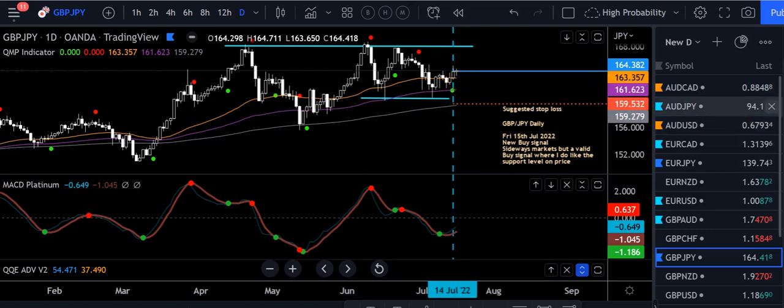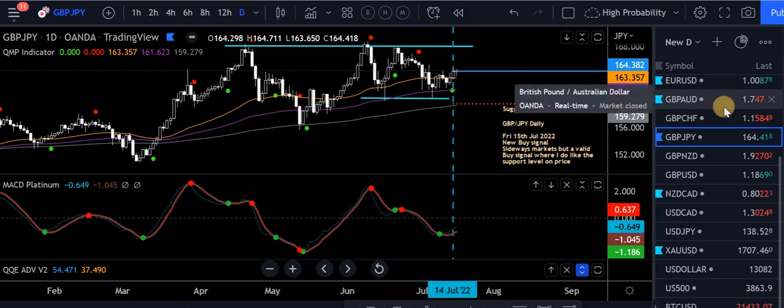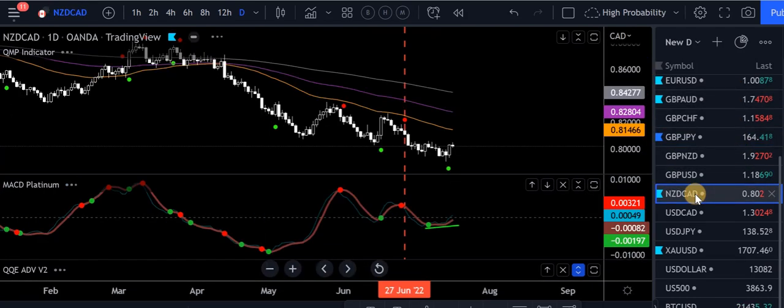Moving down the list. New Zealand CAD's the next one off the rank.